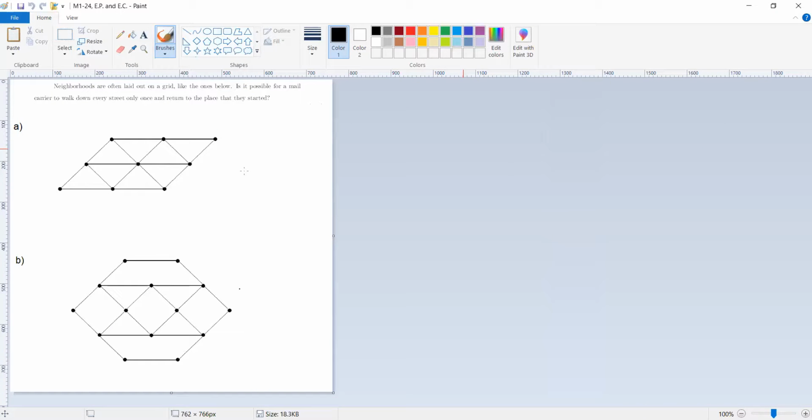Okay, so you should see a new paint program, and it starts out with talking about neighborhoods laid out like a grid, like the ones below. So again, if I could get someone in the chat to say, yes, I can see the screen. Cool, thank you.